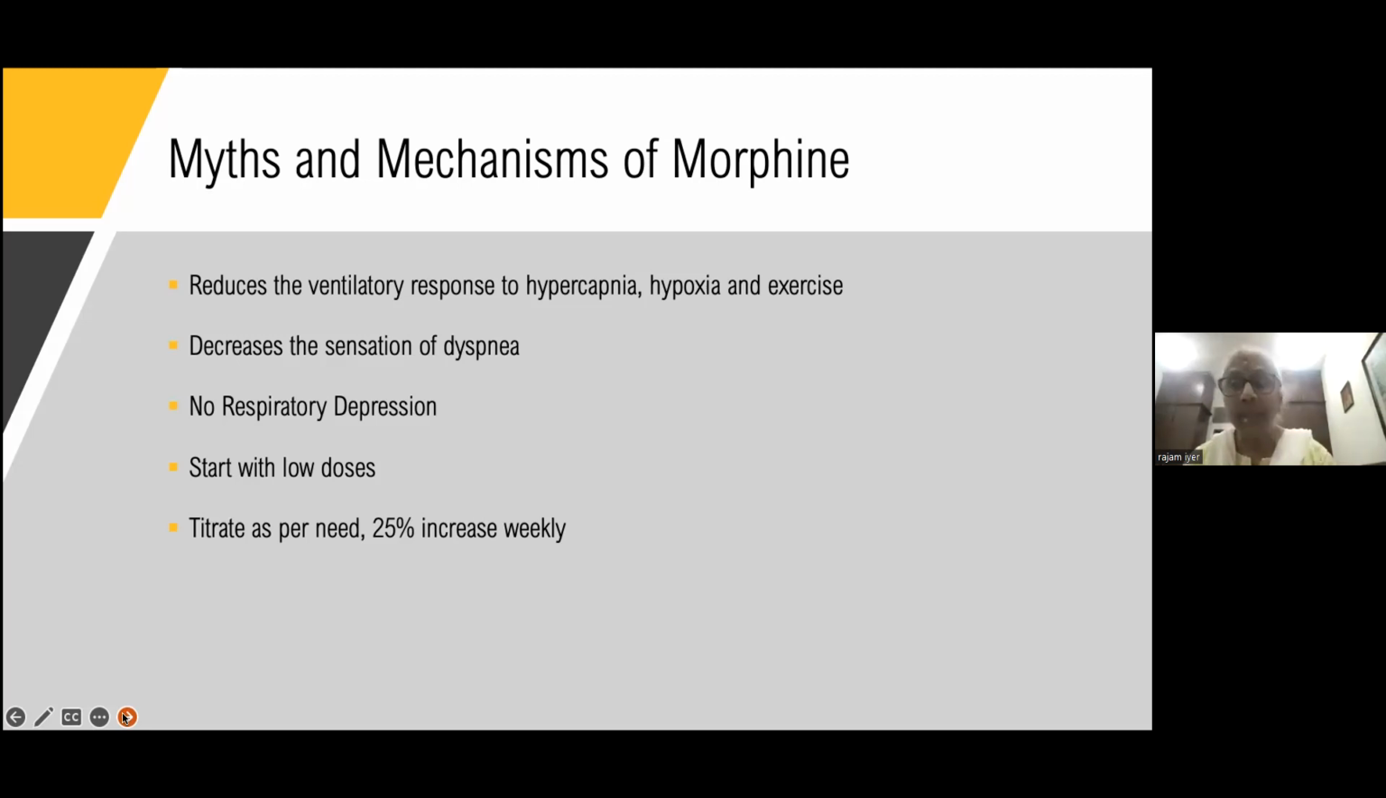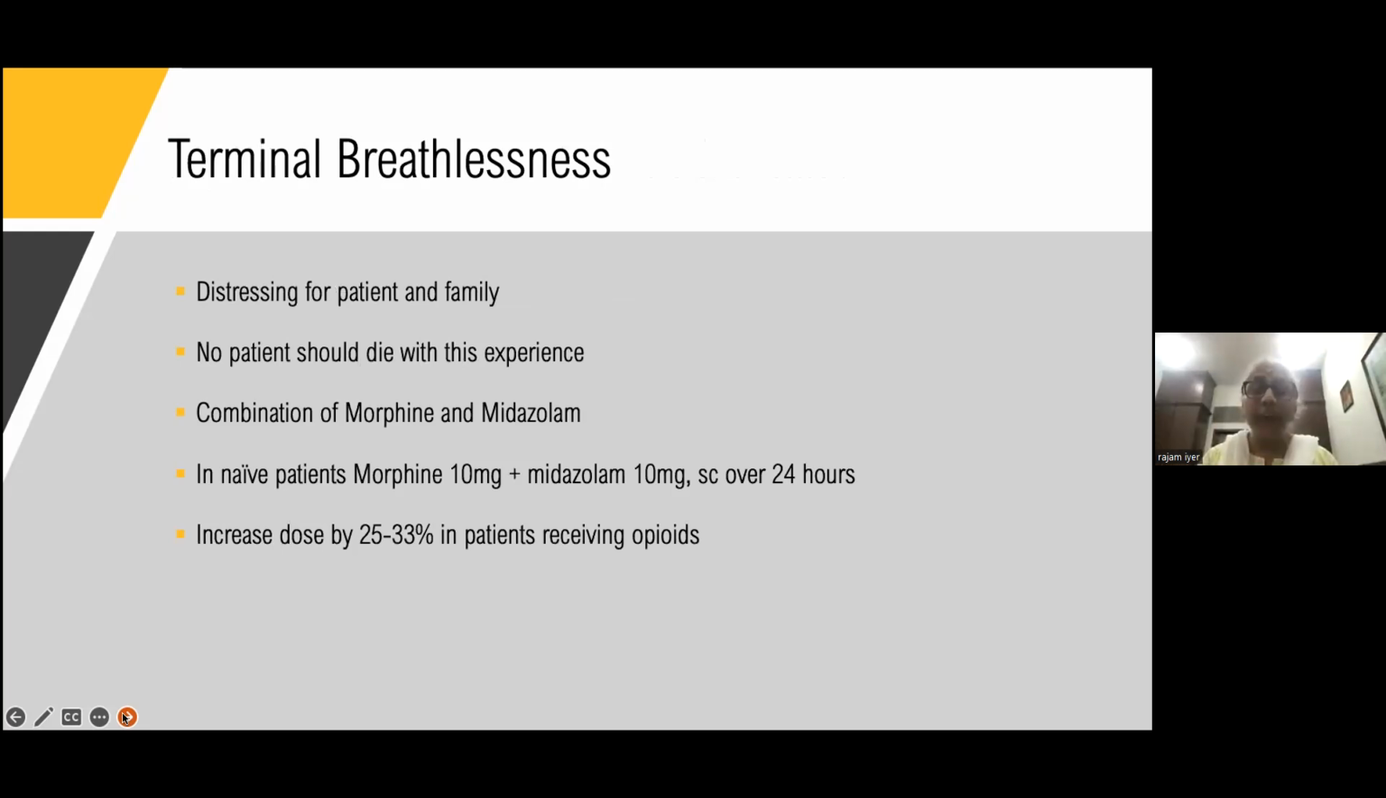Unlike pain, where there is no ceiling dose for morphine, in breathlessness, if your patient is not improving, then there is something else that is grossly wrong, or the morphine is not acting well on the patient. It's not that everybody will benefit, but yes, a large number of patients benefit, and it really greatly increases their quality of life.